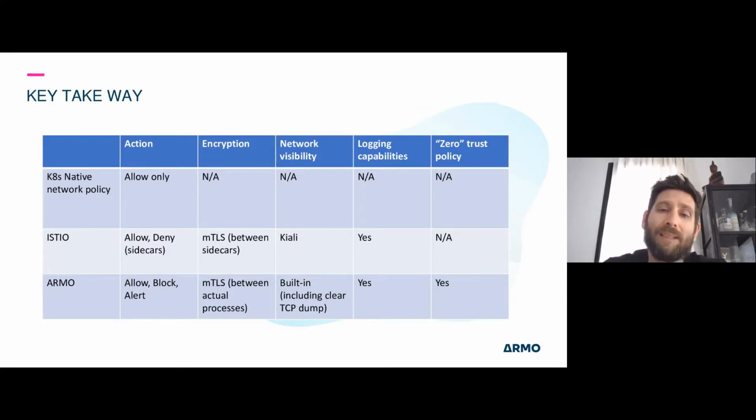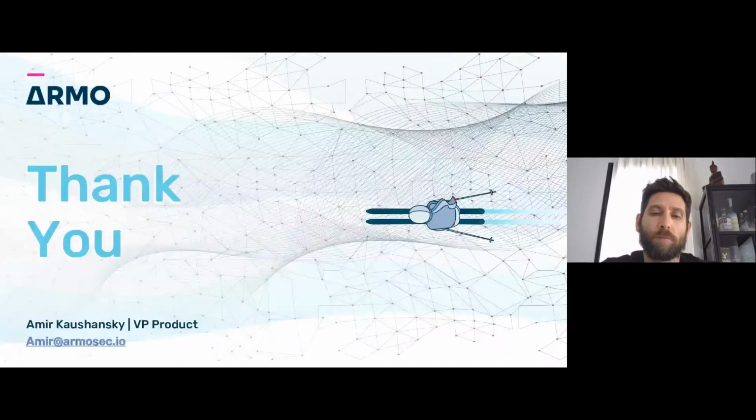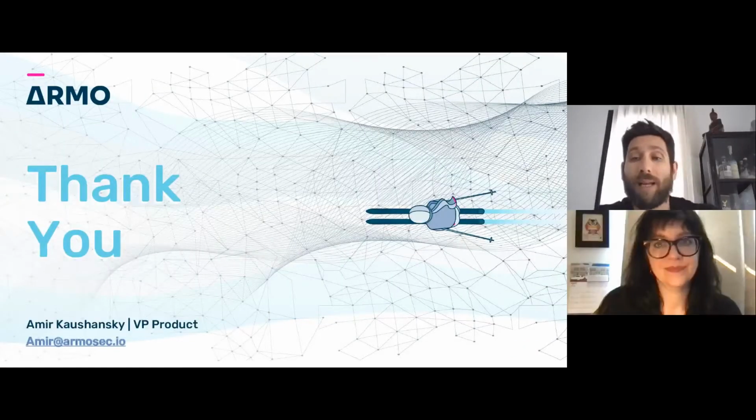Logging capabilities are not available in native Kubernetes. They are available in Istio, and also in ARMO. And the zero trust policy notion that I just mentioned and explained is not available in native Kubernetes nor in any service mesh, but it is available in ARMO. And that's where I think we have a huge advantage over the other solutions.